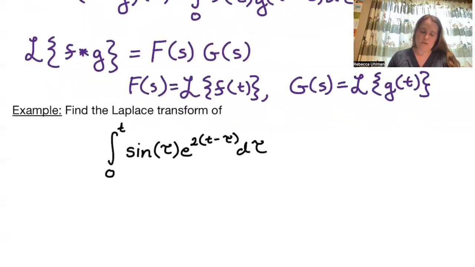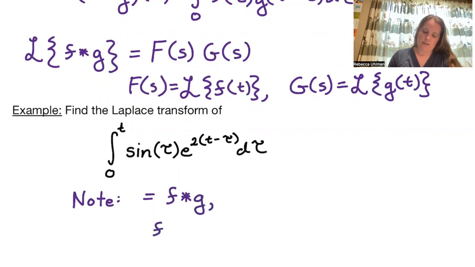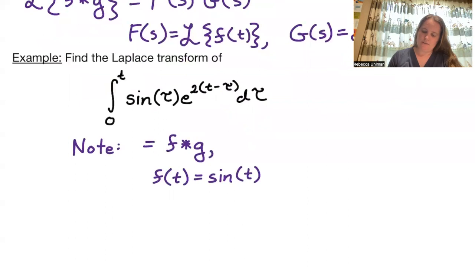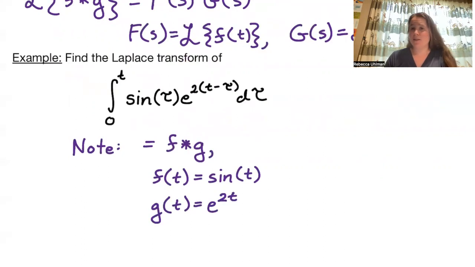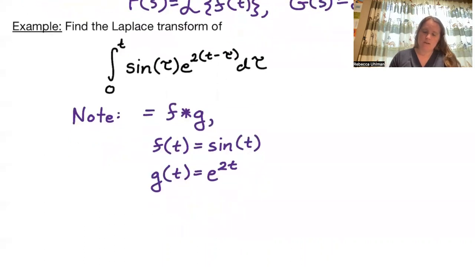So just note this is equal to the convolution of f and g, where f of t is sine of t and g of t is e to the 2t. Right, e to the 2, then in parentheses t minus tau, that is precisely g of t minus tau. So we have our convolution.